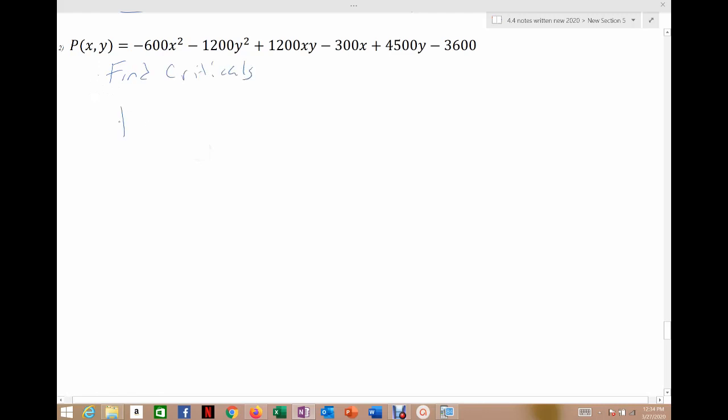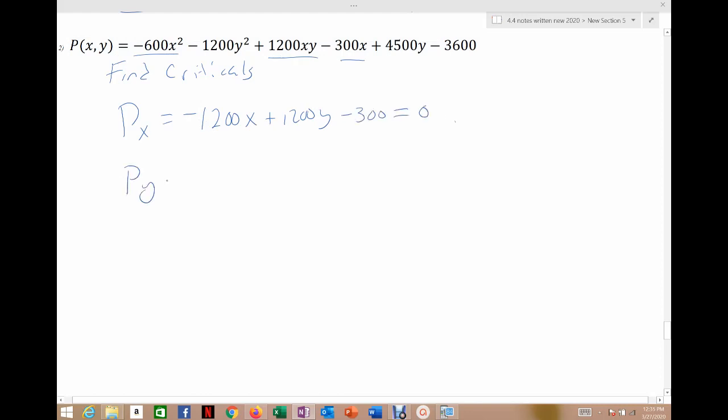Which means find my first order derivatives and set them equal to 0. So my first order derivatives in this case, with respect to x, so those are my 3x terms. When I take my derivative with respect to x, I get negative 1200x to the first plus 1200y minus 300, set it equal to 0.